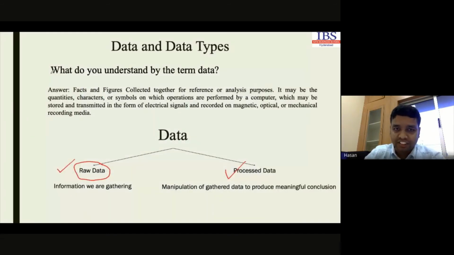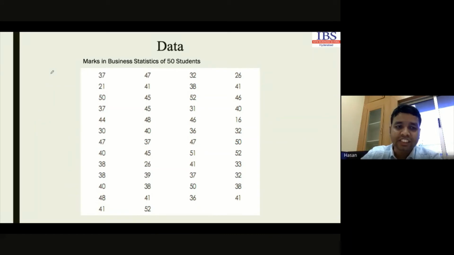Very first we have discussed this one, raw data and process data. So this is the example of raw data where 50 students are there and their marks scored by the students. This is raw data. If we process it, process in the sense, how many students are scoring 40 marks, how many students are scoring 37 marks, how many students are scoring 21 marks. Based on this we can arrange this one.